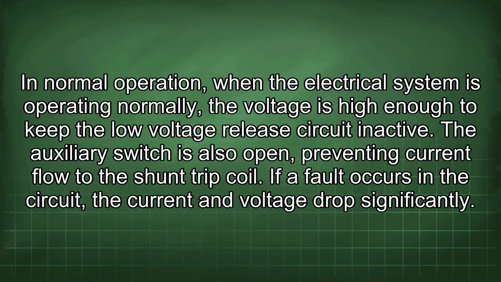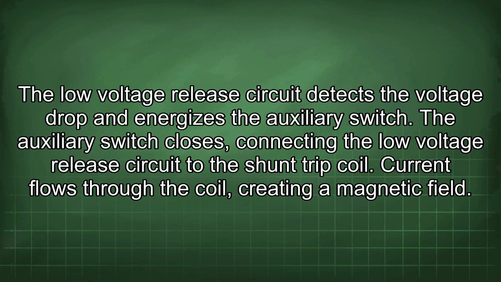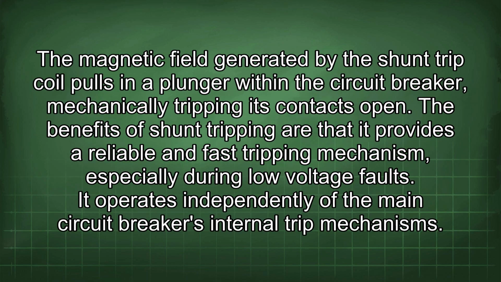If a fault occurs in the circuit, the current and voltage drop significantly. The low voltage relay circuit detects the voltage drop and energizes the auxiliary switch. The auxiliary switch closes, connecting the low voltage relay circuit to the shunt trip coil. Current flows through the coil, creating a magnetic field. The magnetic field generated by the shunt trip coil pulls in a plunger within the circuit breaker, mechanically tripping its contacts open.